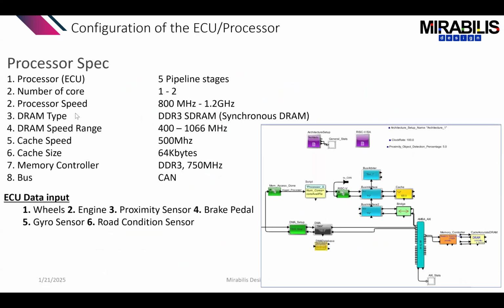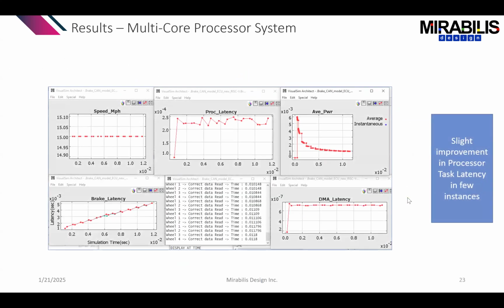So this is the definition of my hardware details. These are all the sensors. This is about what's in the brake ECU, and you can see this is the model of the hardware components within the brake ECU. And here you can see the statistics. So you can see what speed the car was going at, what the latency on the processor was, what the average power was, and what the brake latency was.